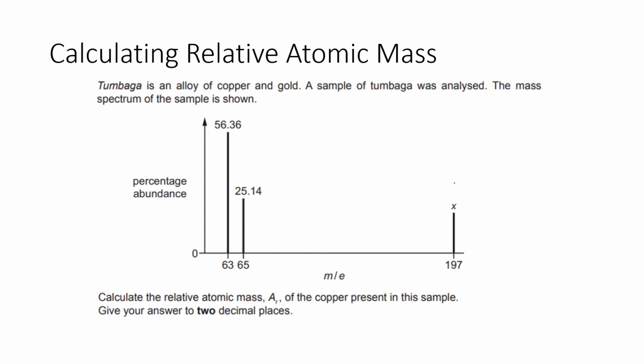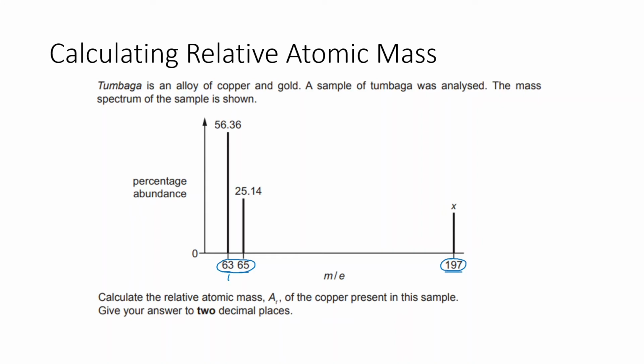Now another example. Over here we have an alloy of copper and gold called tumbaga. A sample of tumbaga was analyzed, again using mass spectrometry. The mass spectrum of the sample is shown. Now you can see over here that you have these 2 mass to charge ratio values that are very close to each other, and then this one that is very far apart. So you can tell that these 2 belong to isotopes of the same element, and this over here is an isotope of a different element altogether.